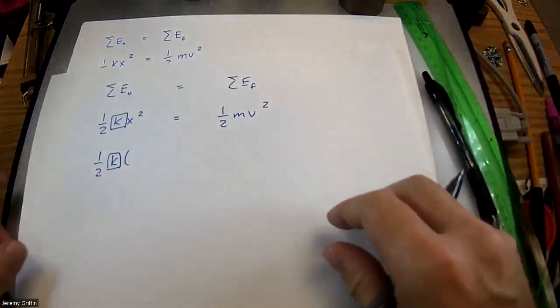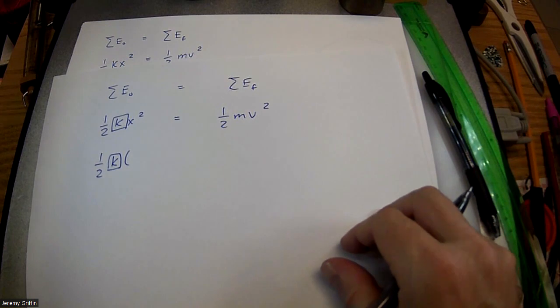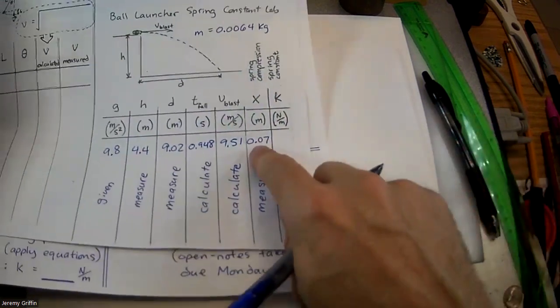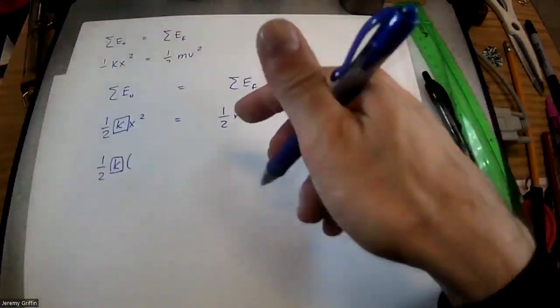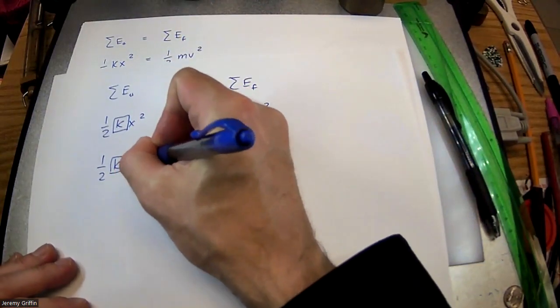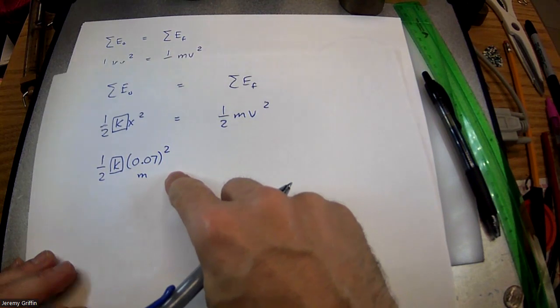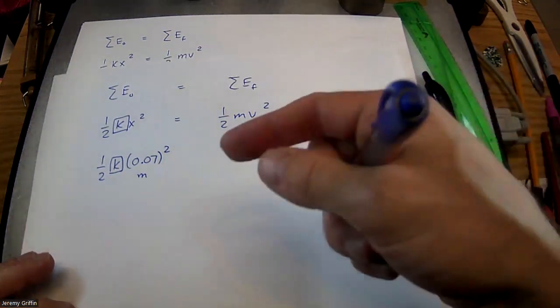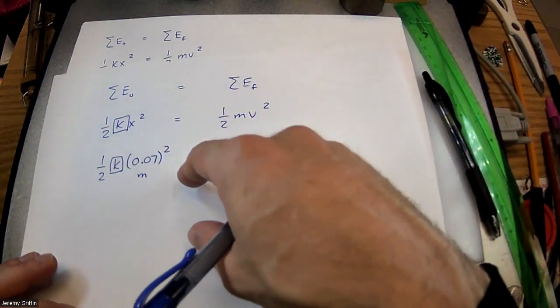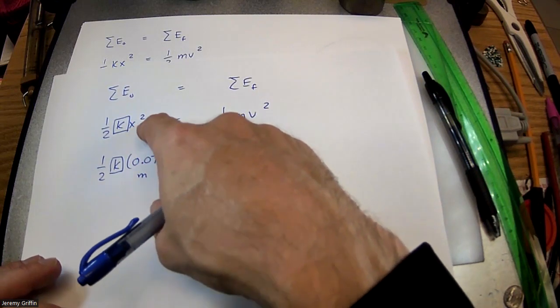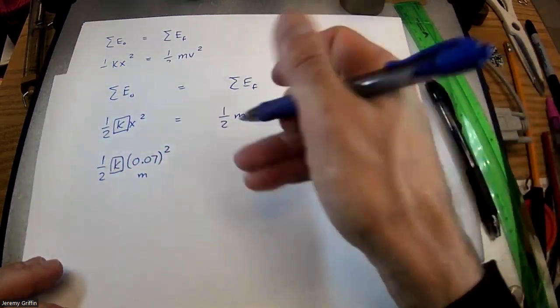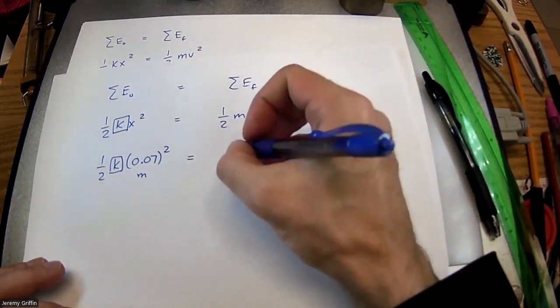The spring compression was 0.07 meters. That's what 7 centimeters is. It's 0.07 meters. Don't forget to square that. Remember, Hooke's law: the force is proportional to the compression distance, but the energy is proportional to the square of that distance, like the area under F versus x.